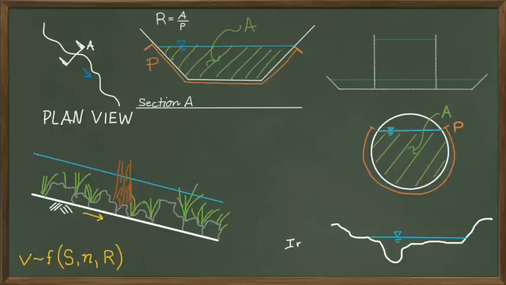This approach even applies to natural channels where their shape is simply classified as irregular. Regardless of the shape of the channel, we can analyze the velocity of the flow in that channel as a function of the slope, roughness, and shape of the channel.